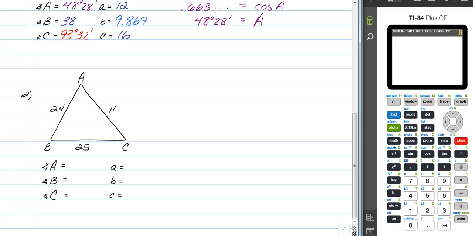Remember, we know that we're given little a is 25. We know that little b is 11, and we know that little c is 24. You pick an angle you want to find first, then you pick another angle you want to find second, and then all you need to do is use your calculator to find everything, subtract those two angles from 180, and you'll have your third, and we're good to go. So press pause, give it a shot, and click play when you're ready to see what you did.